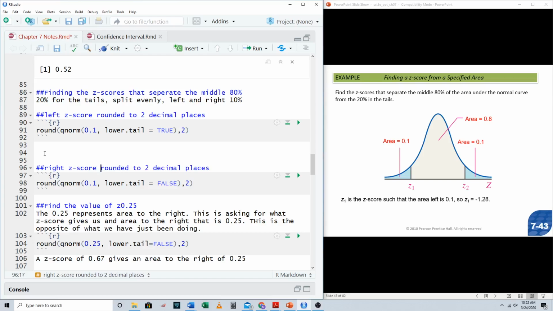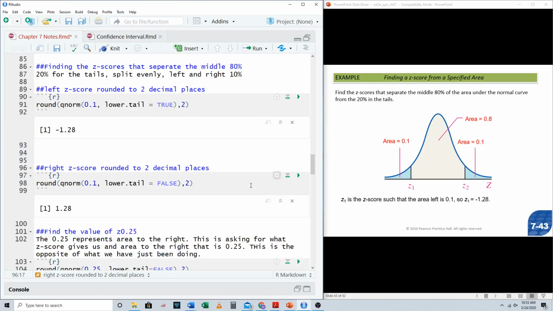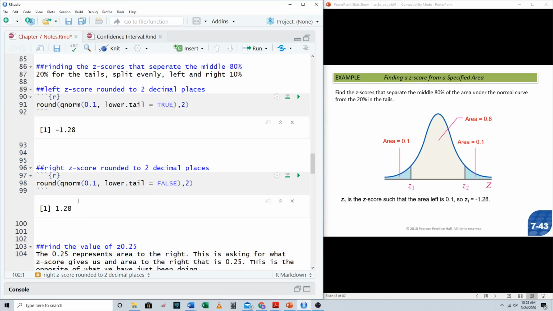Now again, here's the nice thing. They should be the same answer. Okay, just one positive, one negative. So negative 1.28, positive 1.28. So really, you only have to do the left or the right. If it splits the difference, it's going to be the same value because they're the same distance away from the center. So they're going to be the same value, just one's negative, one's positive. The center of every z-score distribution is always 0. So that's why it's going to be the same value.